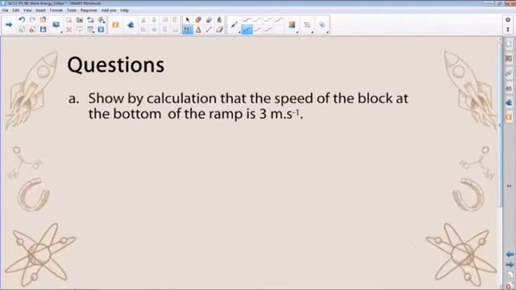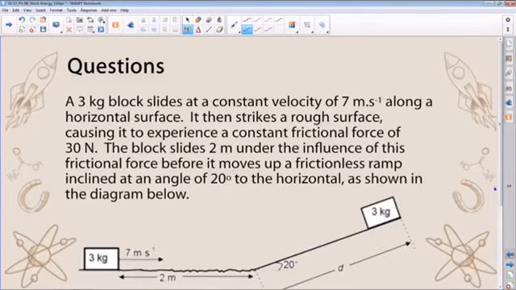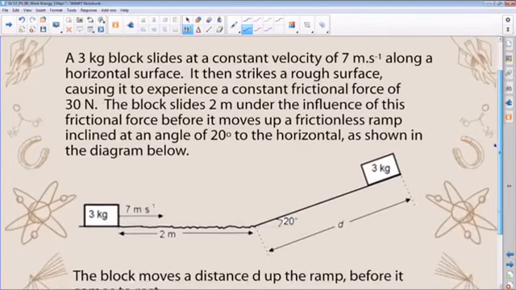So if we go back to our diagram, they said to us that the rough surface has a frictional force of 30 newtons, and when it hits the rough surface, it's going at 7. Now, there's nothing pushing it forward. There's a change in velocity.